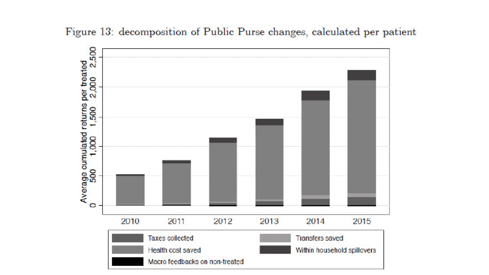There's a bit of benefits from the within household spillovers. This is because the partner feels better, they're more likely to work as well. But the vast majority of the public sector savings come from reduced costs to the health service. So the health cost saved is by far the most important effect.